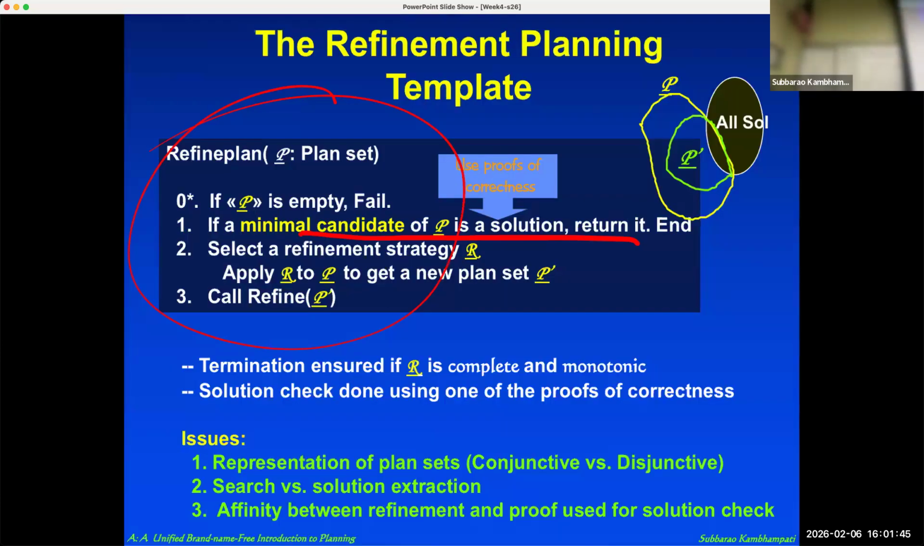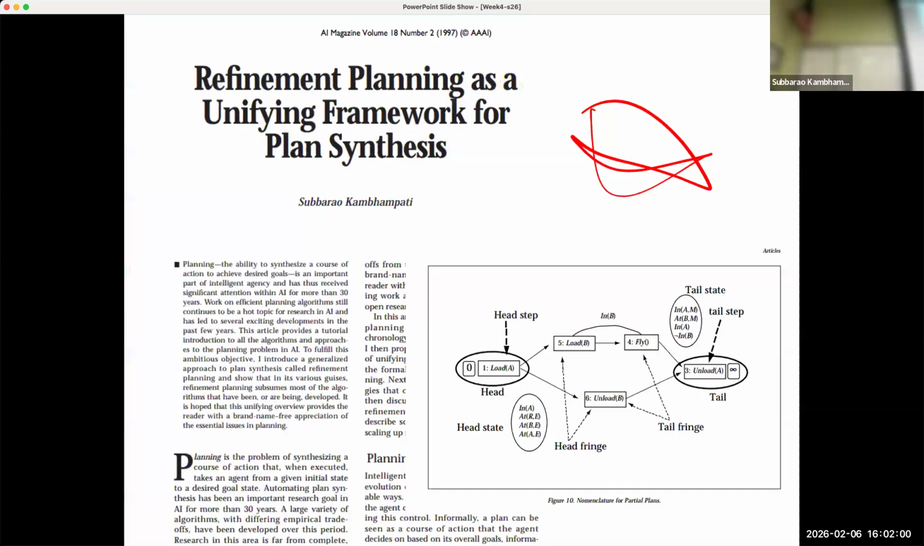And then I think that there's a missing thing, but basically the minimal candidates is what you're checking at any given point of time. And if any one of the minimal candidates is a solution, that would be a sound algorithm, and sound and complete algorithm. Okay. And that paper I'll send you, you can look at it.